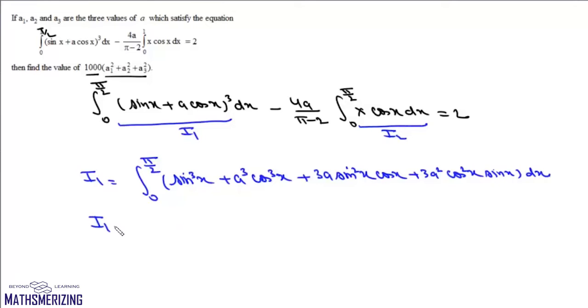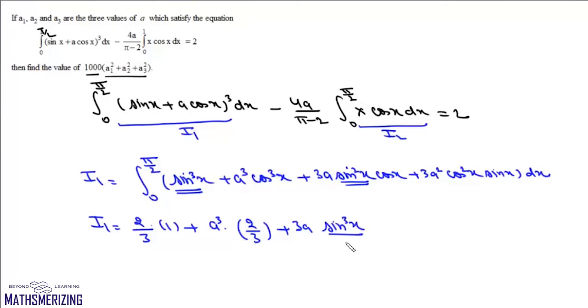Now this is I1. We can solve this using Wallis' integral formula. So this is 3, 2, and I1 is 1, plus this is a cube, and this also is 2 by 3 plus 3a. Now here, if we take sin x as t, cos x dx will be dt. So it will be simply sin cube x upon 3 from 0 to pi by 2. Here 3 and 3 will cancel.